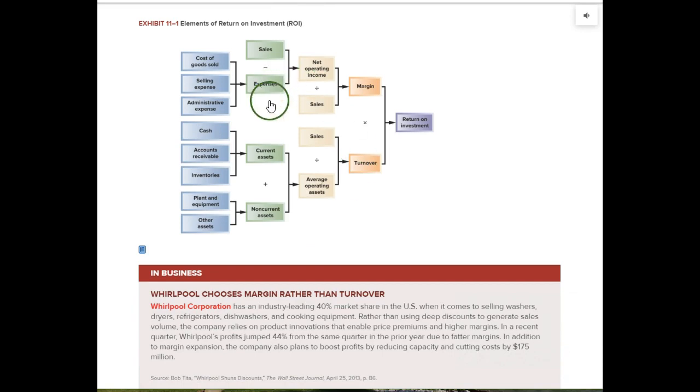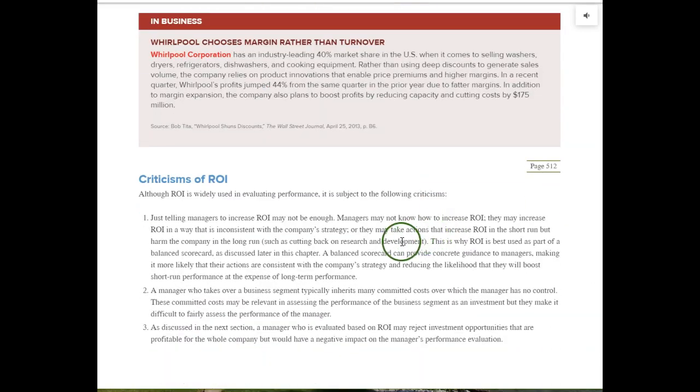You can look at this chart that just shows you where return on investment comes from. Well, all these other accounts and computations. So you can look at that, and you can read the criticism of ROI yourself. Let's go to the next page.